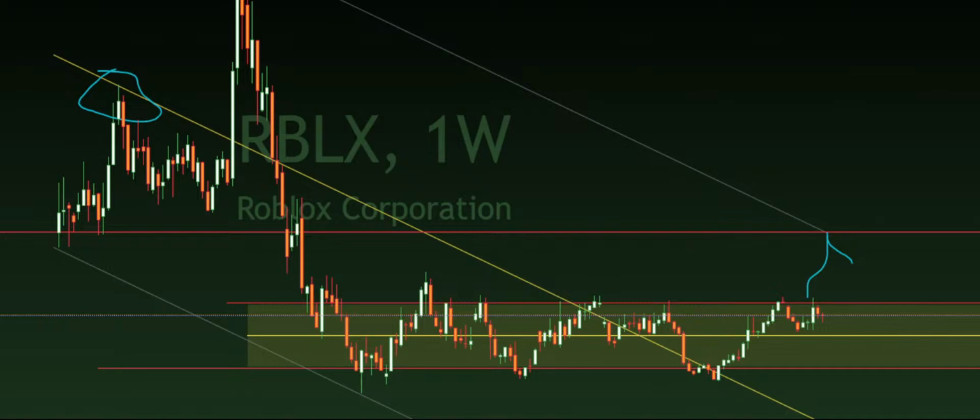Roblox is an example of a stock that I wouldn't suspect takes very long to get up there. They're going to make that move really fast. They're going to make buyers jump up, and then they're going to bring it right back down if it's going to be rejected.